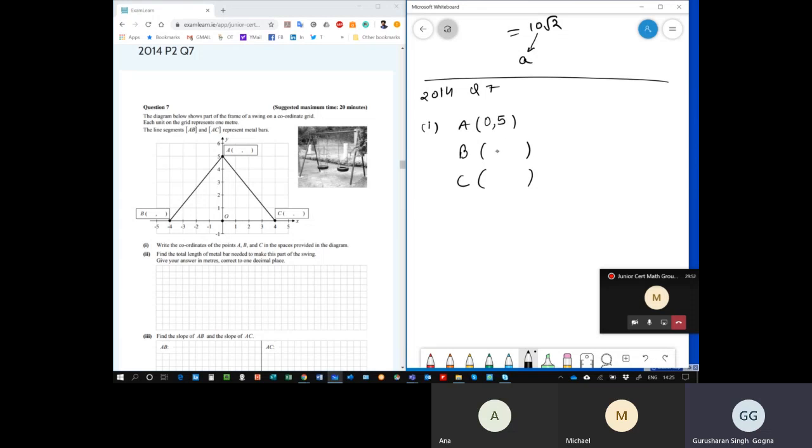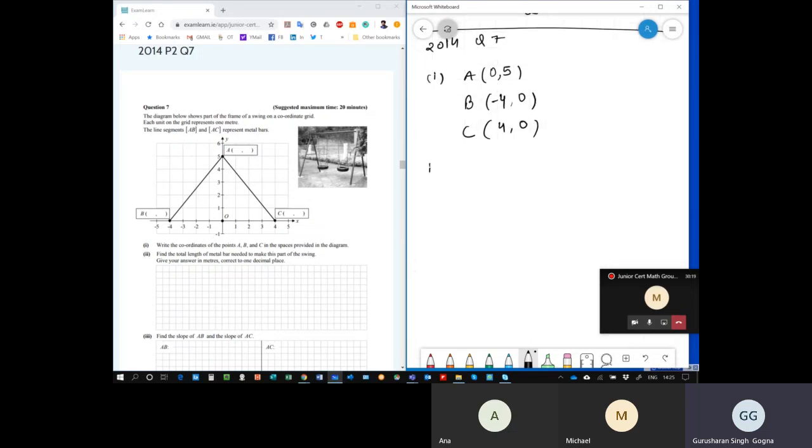B is minus 5, 0. Sorry, minus 4. The point looks like it is on the minus 5, so that's minus 4, 0. And point C is 4, 0. Okay. Because it's on the positive side of the x-axis. So that was the first question, which was straightforward.